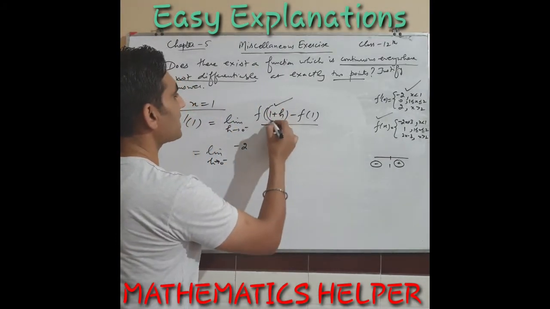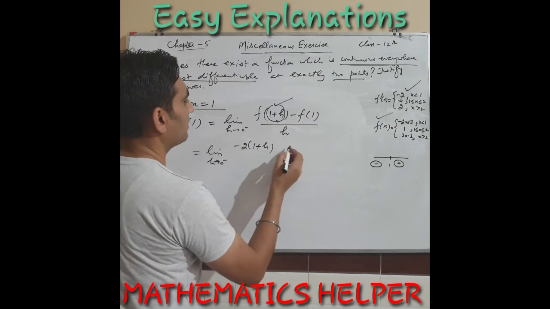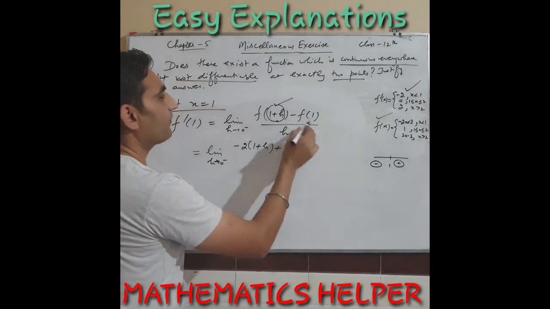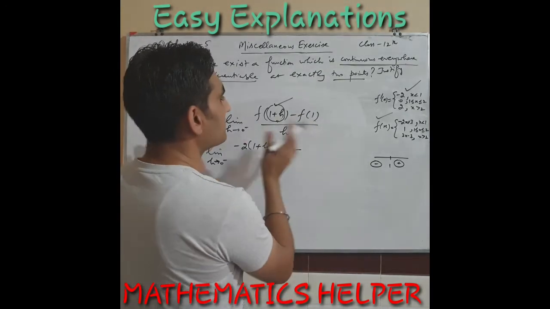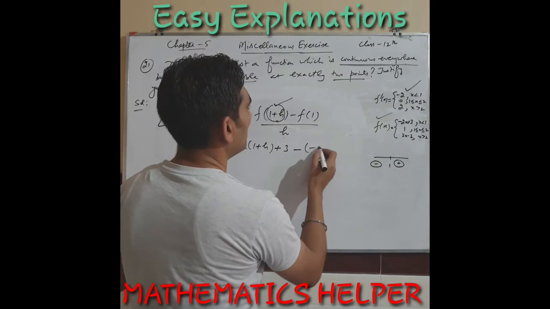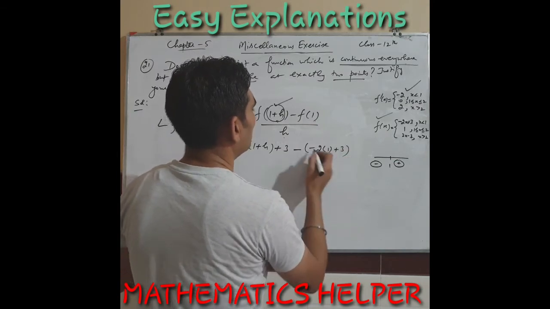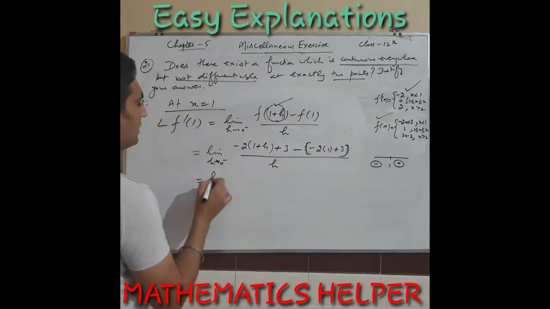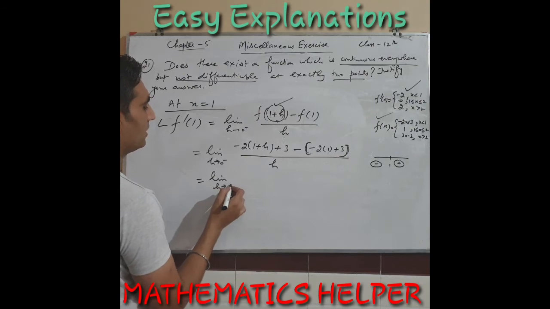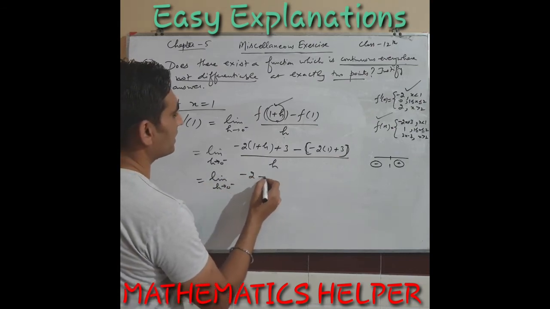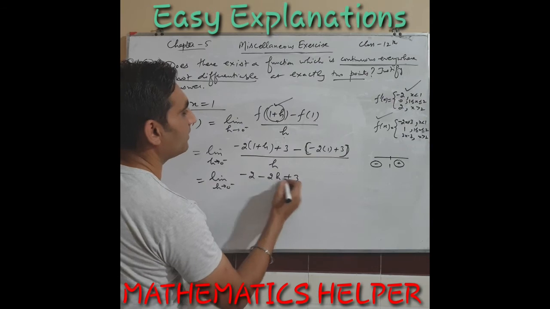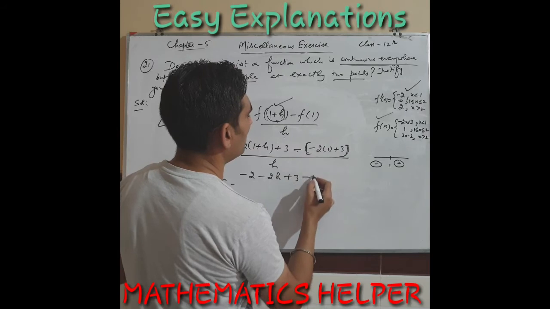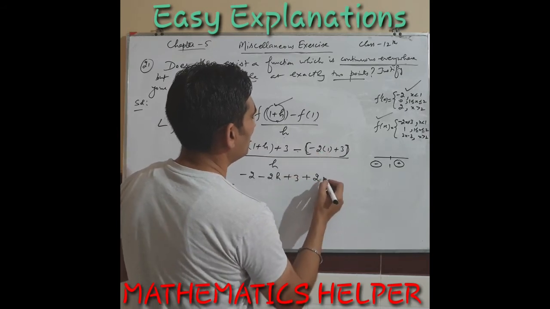X means this is x now, 1 plus h, then plus 3, minus f at 1. F at 1 means, yes, for the left side of this, it will be minus 2 into 1 plus 3. So this is the calculation over h as it is. So limit h approaches 0 from the left, minus 2 into 1 minus 2, minus 2 into h minus 2h plus 3. Then here it will be minus 2 into minus sign plus 2 minus 3.